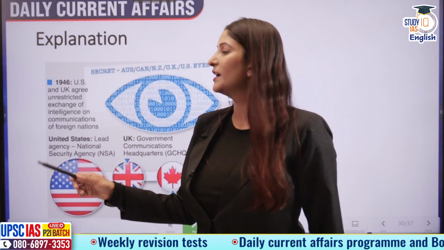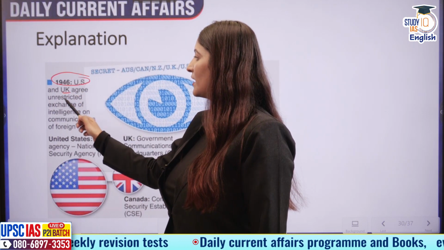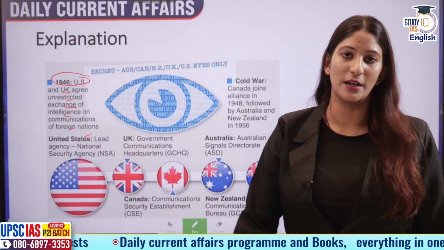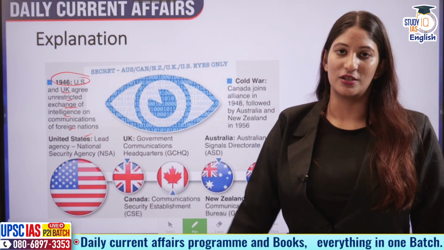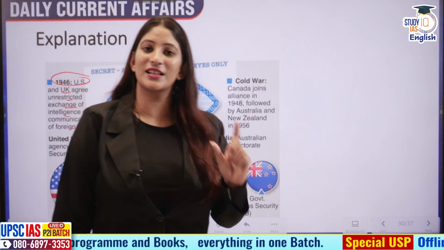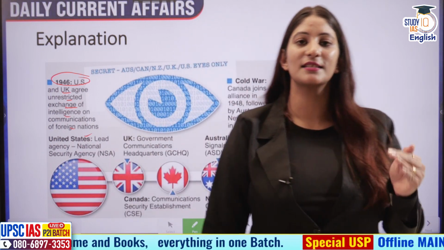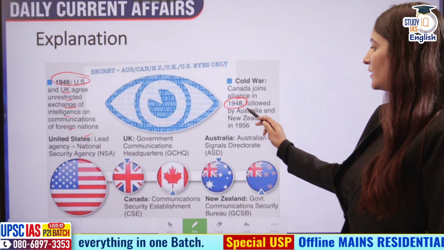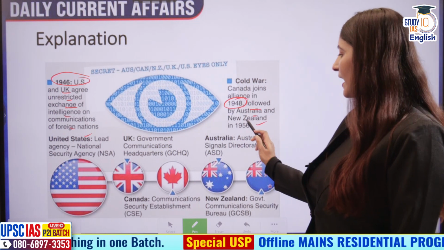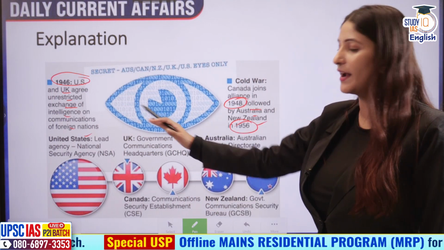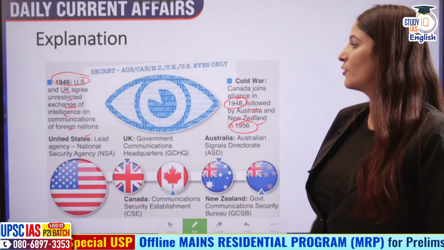According to what we know, in 1946, USA and UK agreed on unrestricted exchange of intelligence on communication of foreign nations. Why do I say as much as we know? Because different websites give us different information. The most credible one is saying that it is since 1946. Later on, Canada joined this alliance in 1948, followed by Australia and New Zealand in 1956. Alright, and hence the birth of Five Eyes. Alright, so I hope you understood it.